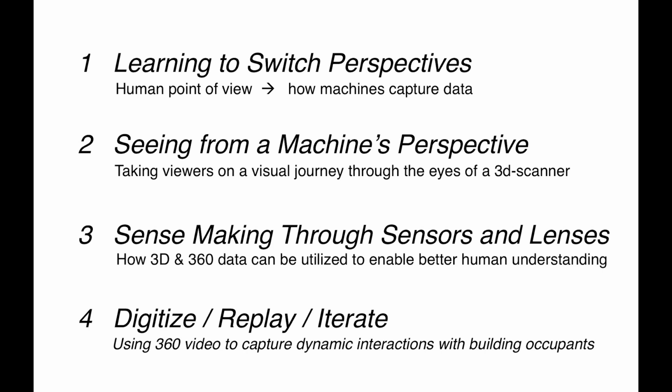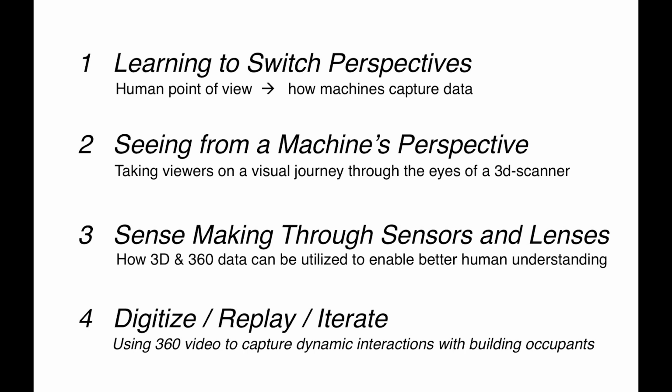four main points. So with these new technologies, it involves learning to switch perspectives between a human and a machine point of view. And what I'll do is I'll give a visual demo of how do we actually see from a machine's perspective, and then how do we actually make sense through these sensors and lenses. And the idea is that 3D and 360 are still fairly new, but they can be used as a way to enable better human understanding towards design research or other applications towards archiving and documenting spaces.